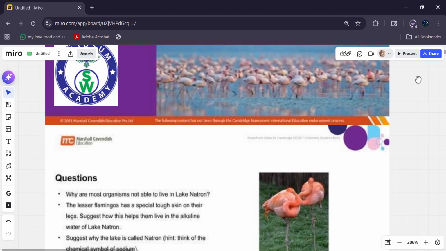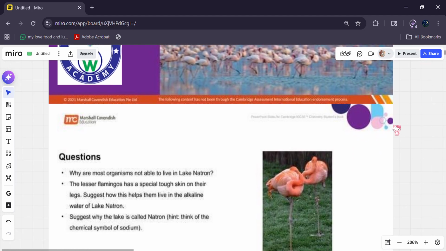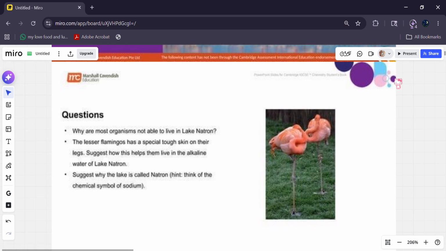So, question. Why are most organisms not able to live in Lake Natron? The lesser flamingos have a special tough skin on their legs. Suggest how this helps them live in the alkaline water of Lake Natron, and suggest why the lake is called Natron. Think of the chemical symbol of sodium.